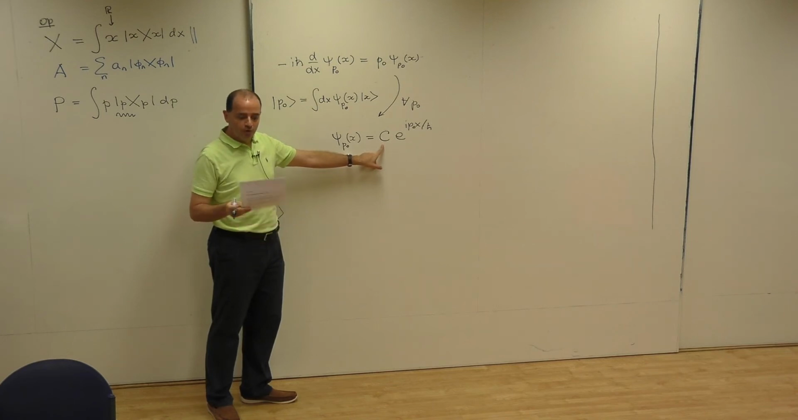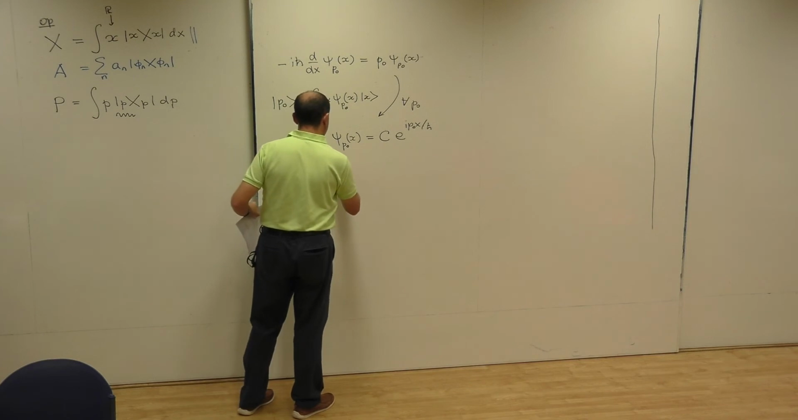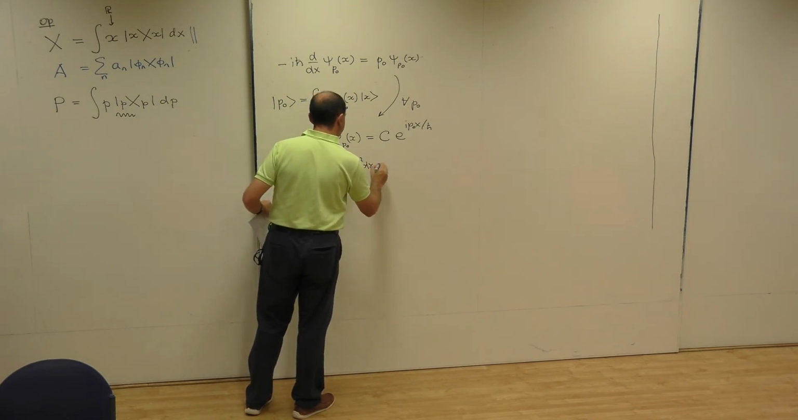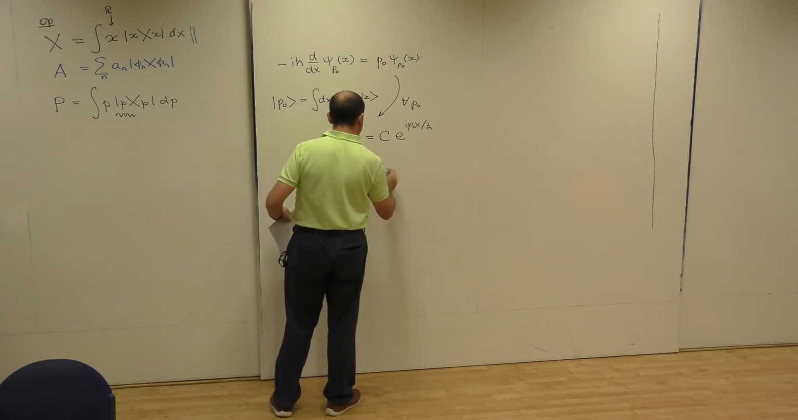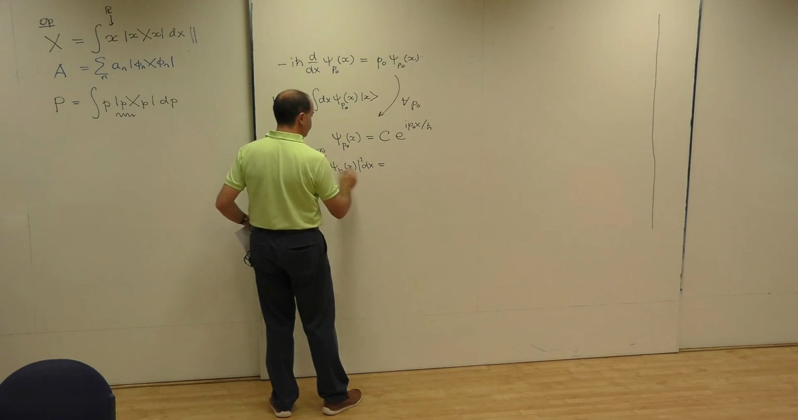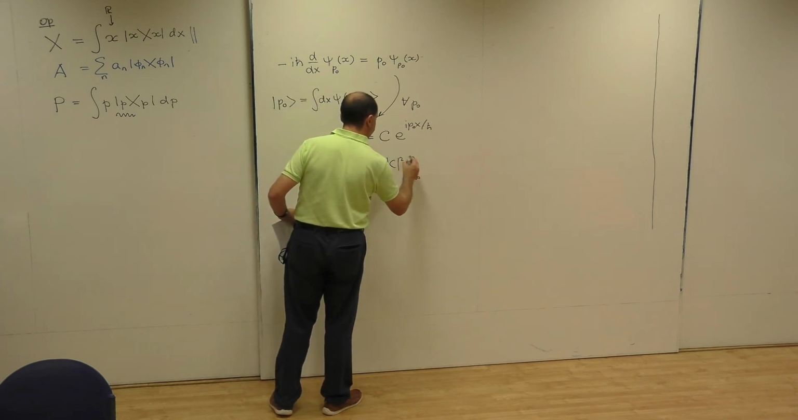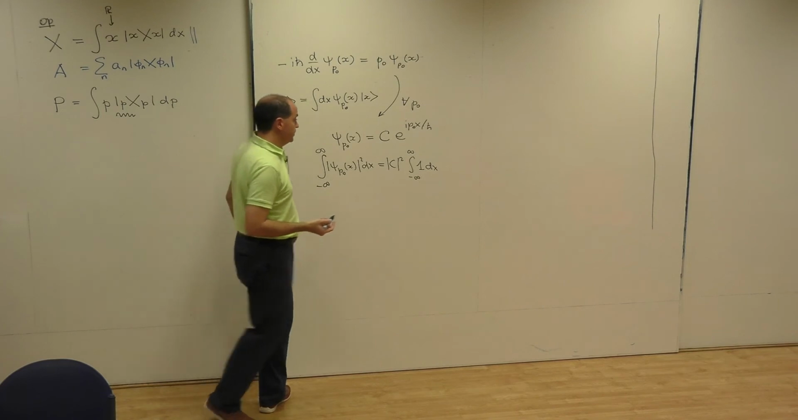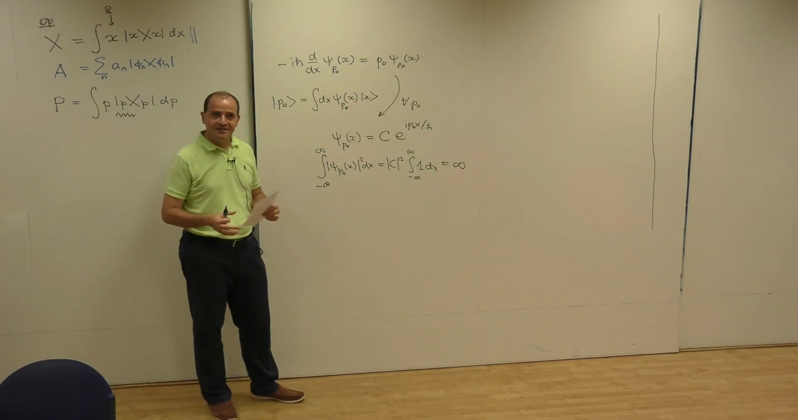Well, you say, well, we have to normalize it, but we can't. Integral of psi of p0 of x squared dx. What is it? Well, this is c squared integral from minus infinity to infinity of 1, since the square of this is 1. So this is infinity. Again, not surprising, right?